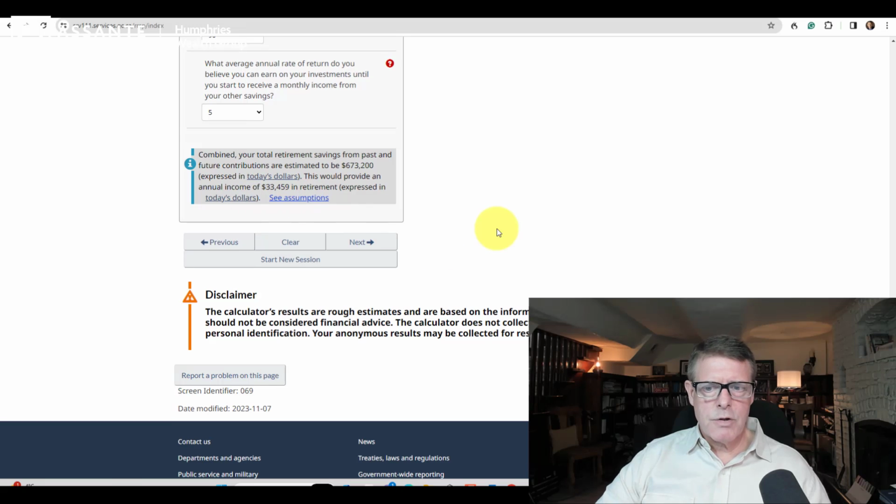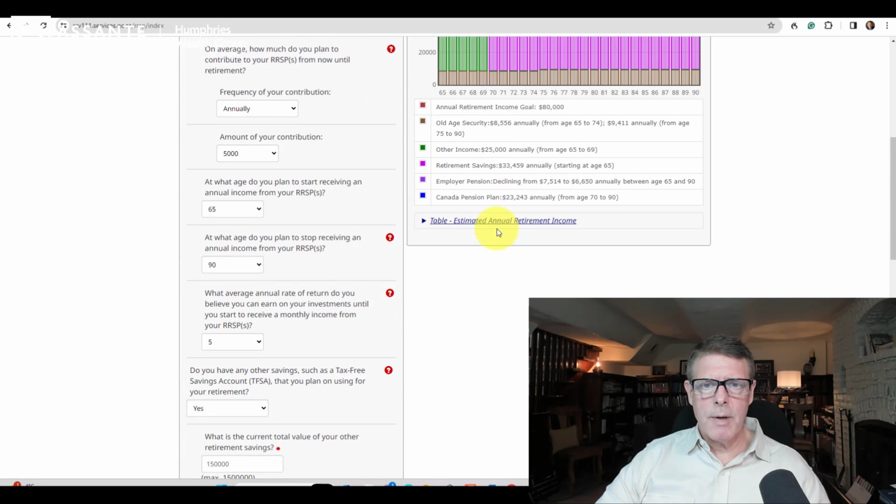So again, it's a very rough calculation, and it gets back to what I just said. It doesn't allow you to customize the planning around these income streams, but it gives you a basic starting point as to whether you're tracking in the direction of replacing your overall retirement income.